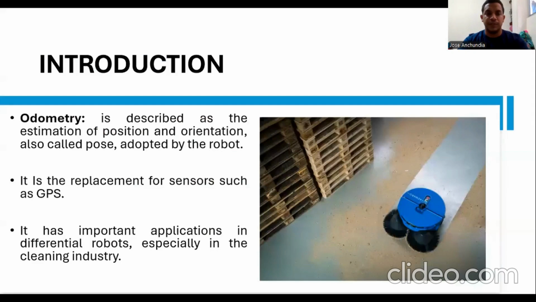Introduction. Odometry. Odometry is described as the estimation of position and orientation, also called pose, adopted for the robot. In other words, odometry is a method that the robot uses to measure the distance it has traveled and its current position, using the information from the wheels and mathematical calculation.